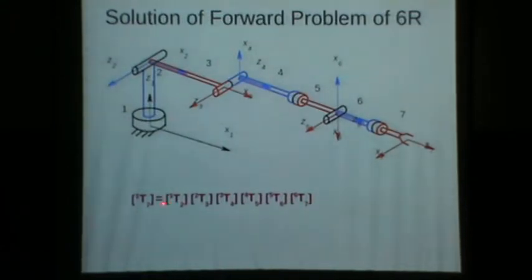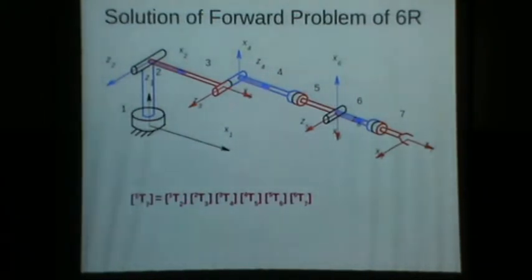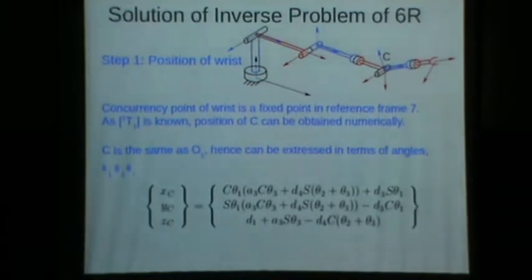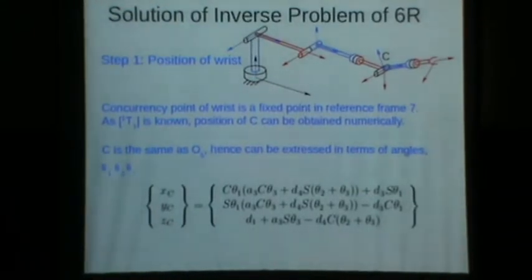And all you need to do is multiply them in chain to get the transformation matrix between 7 and 1, which is nothing but the position and orientation of the last link with respect to the first. So that is the forward problem, and it is solved as easily as this. For this particular mechanism, it is very trivial. For any open chain, it is very trivial to do the forward calculation. Inverse is tough, it is not simple. So let us start with the inverse.